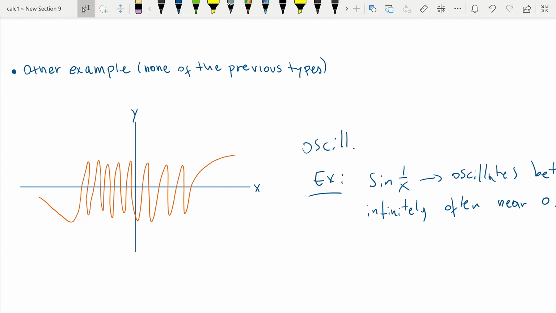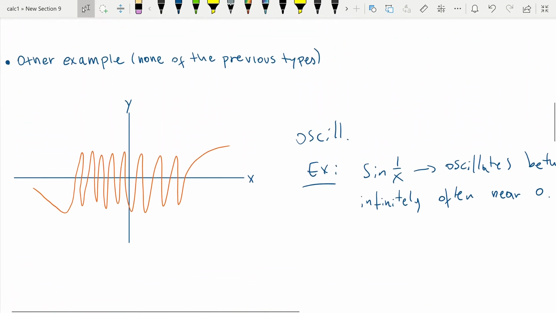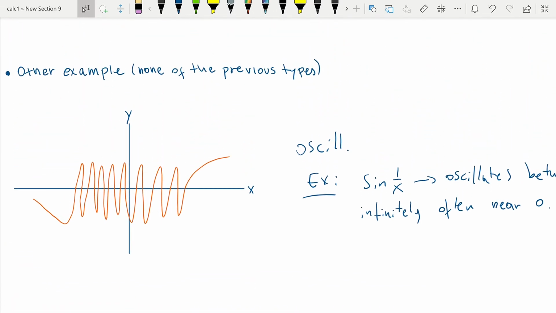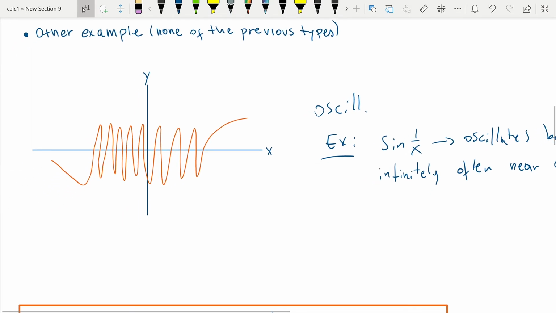So this is a case where there is no jump. The function is bounded. However, the oscillatory behavior of the function prevents it from being continuous, or prevents that discontinuity from being repaired, because there's no way of assigning a value for the function sine of 1 over x at the origin that would make it continuous, because there's no limit. There's no limit of sine of 1 over x at the origin from either side of x equals 0.